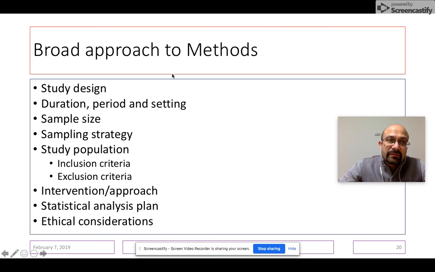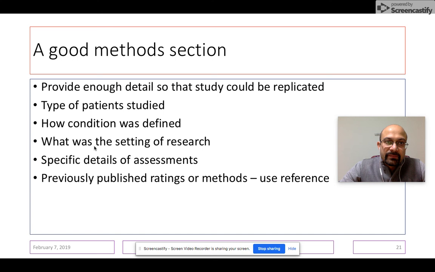So these 8 points should be there in the methods section of the paper, and it's always better to have these as clear subheadings within the methods section so that when the editor or a reviewer is reviewing the paper, he can see these components very clearly without having to stress or strain to find these individual sections of the paper. The idea of writing a method section is to provide enough detail so that if anyone else wants to do this study, they should be able to replicate this study in the same fashion.